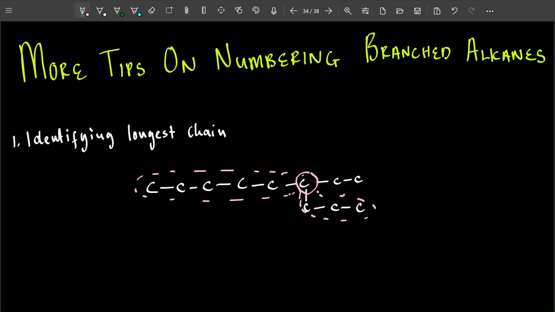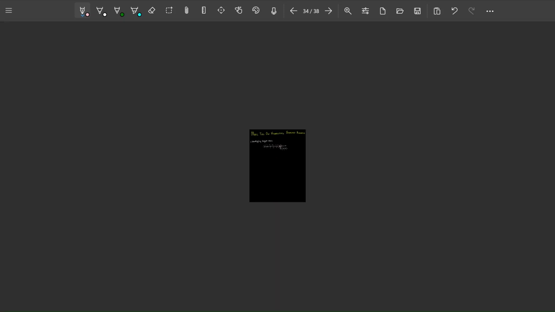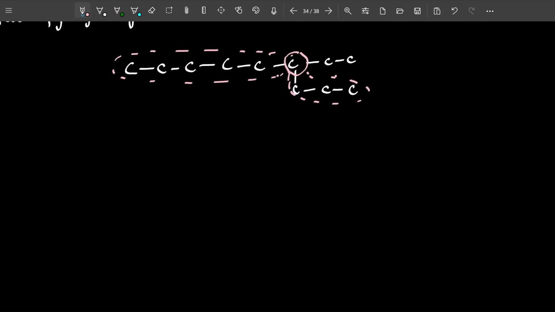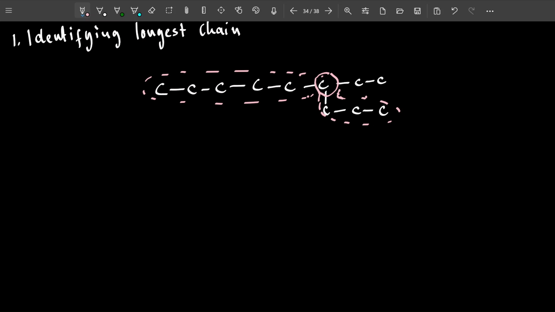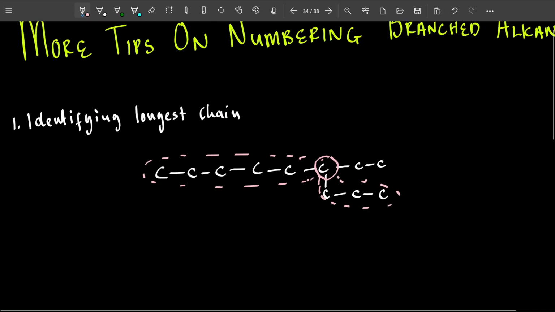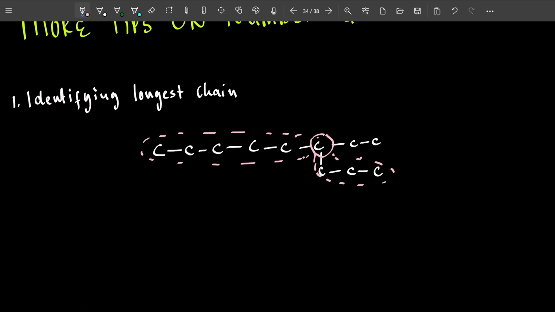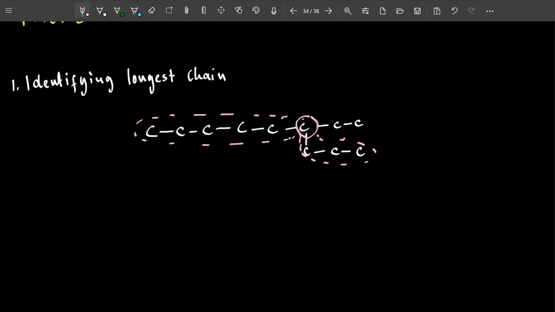One of the first things is just identifying the longest chain. We're looking at about 5 tips. And the first one is, how do you properly identify the longest continuous carbon chain? In cases like this, where it's not too complicated and you have only one branch, you go to the central carbon that is linking, and you choose the 2 longest branches. That's how you'd identify the longest carbon chain.